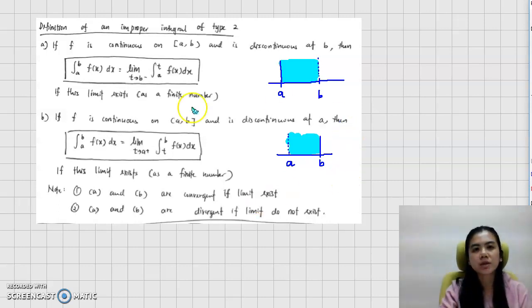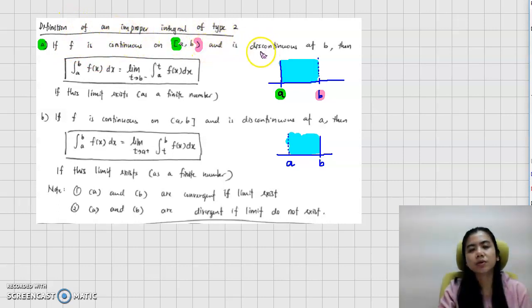So what we have here is a function f. Look at b first. We have f continuous from a to b, and it includes a, but it actually excludes b. So you have a picture like this. When the function f is not continuous, or we say it is discontinuous at b, then we have to use the formula of this one.